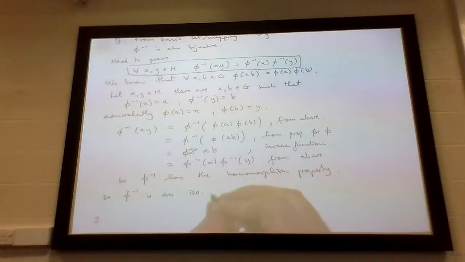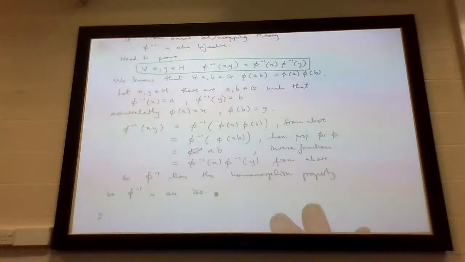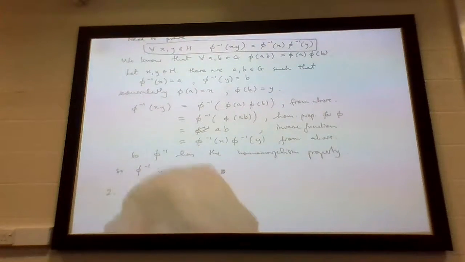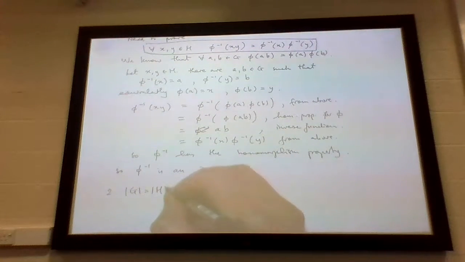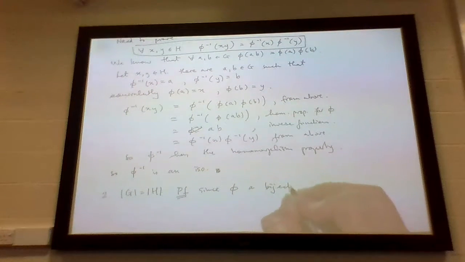Statement 2: at the end of that proof, we know now that H is isomorphic to G. So isomorphism is a symmetric relation. Statement 2 just says the size of G equals the size of H. Well, that really is just proved straight from phi being a bijection. It's a fact about finite sets that if there is a bijection between them, they therefore have the same number of elements. But for infinite sets, it becomes the definition.